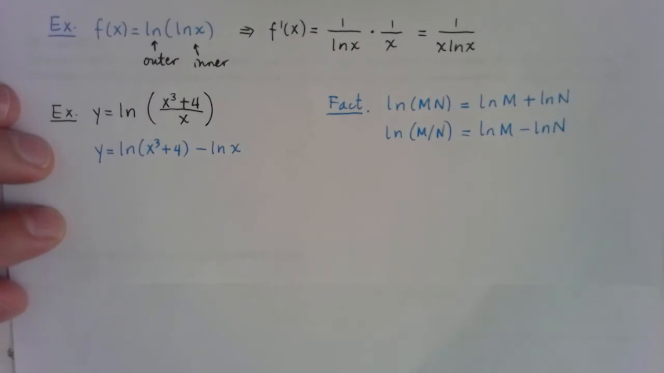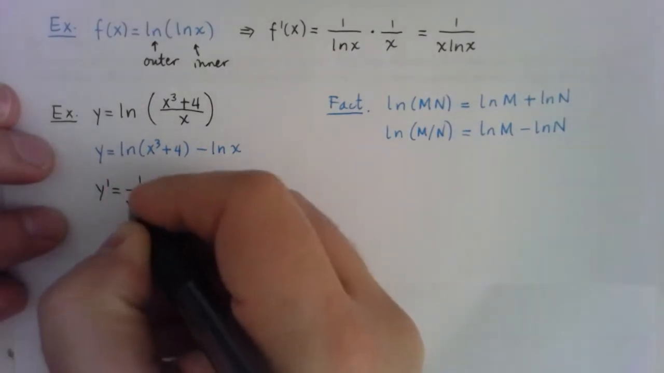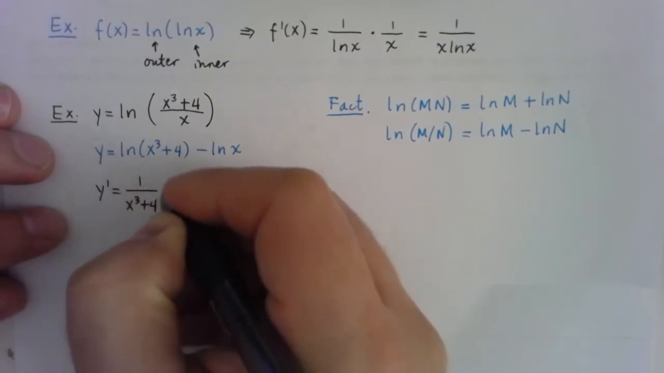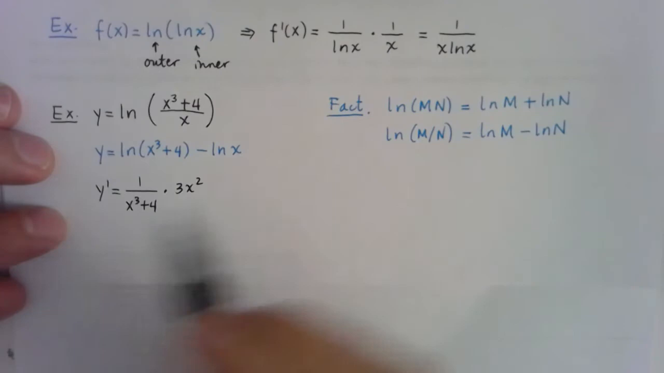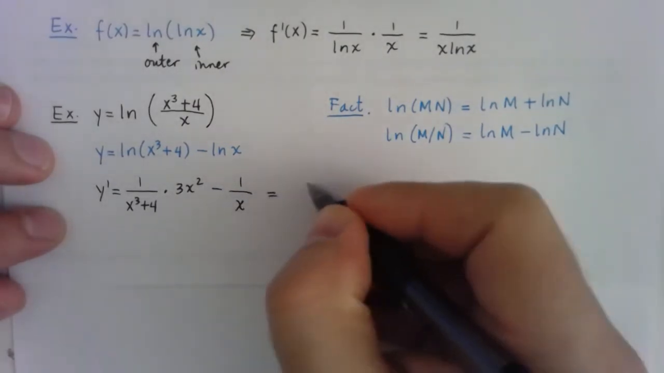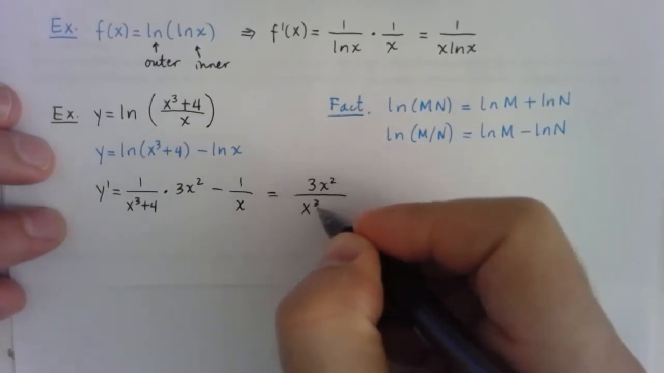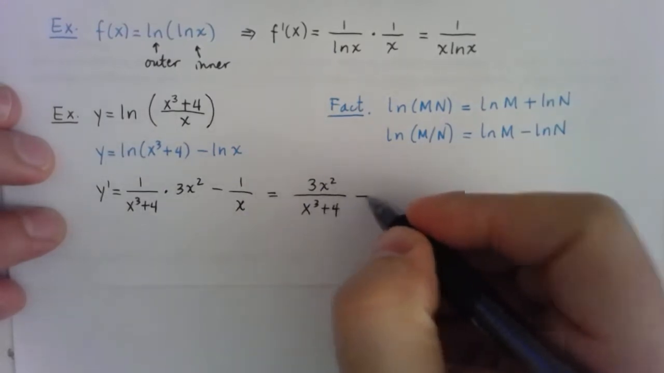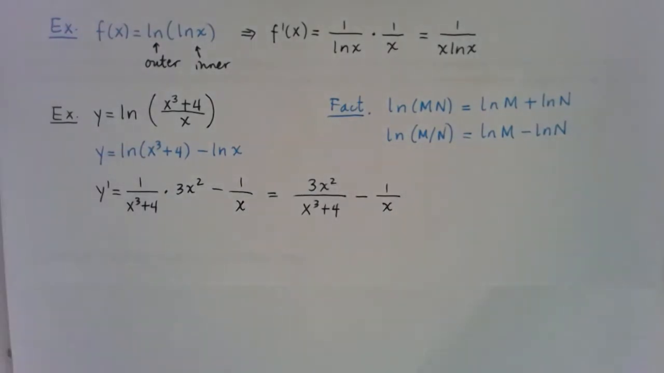So you take the derivative of the first one, y prime, which is 1 over x to the third plus 4 multiplied by 3x squared, which is the derivative of the inner function, minus 1 over x. So that's going to be 3x squared divided by x to the third plus 4 minus 1 over x. This is the derivative of this function.